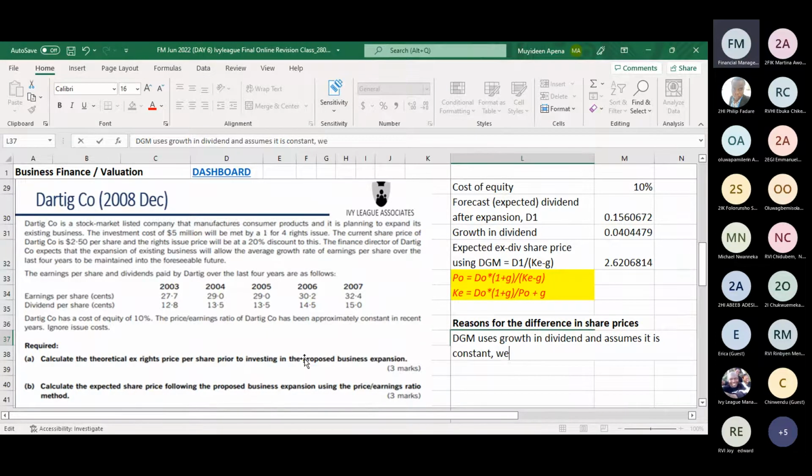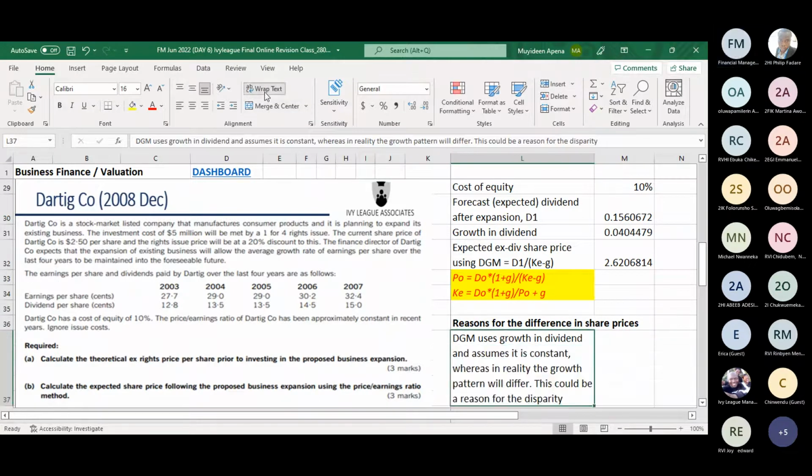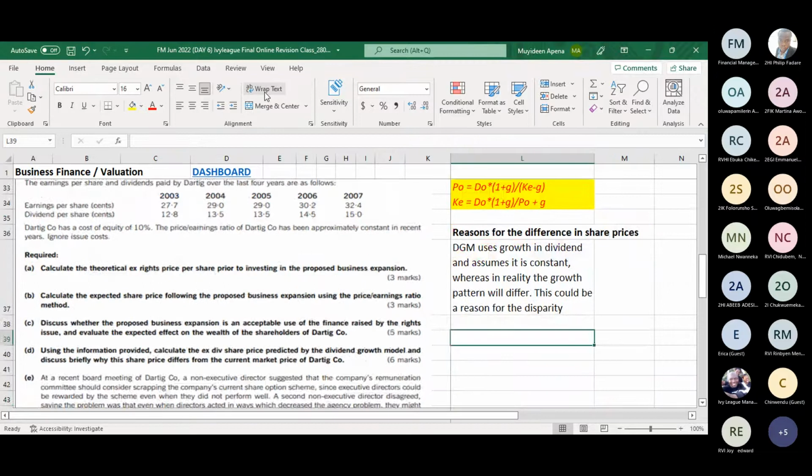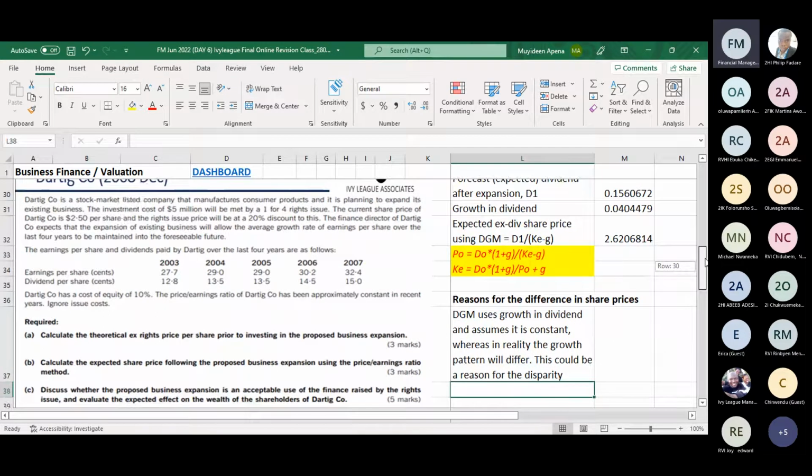Okay. Whereas in reality, the growth pattern will differ. But this could be the reason for the disparity, isn't it? What other reason can you point out? So DGM also assumes something. What is that?